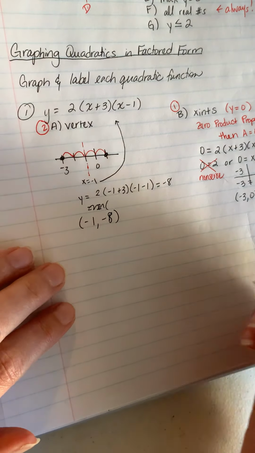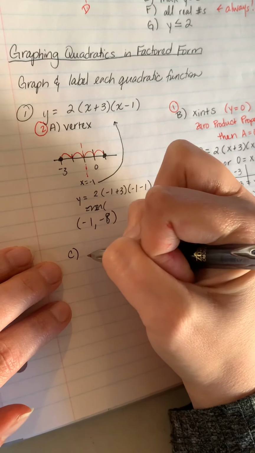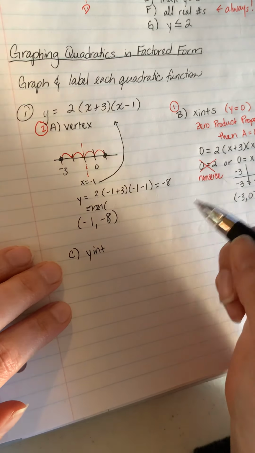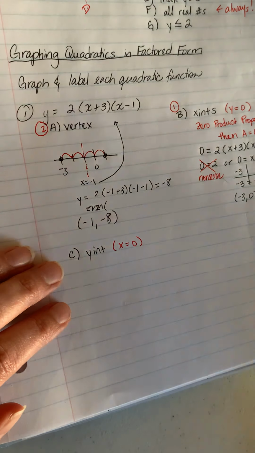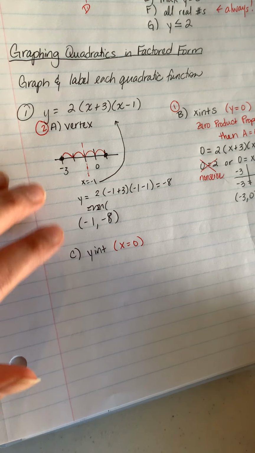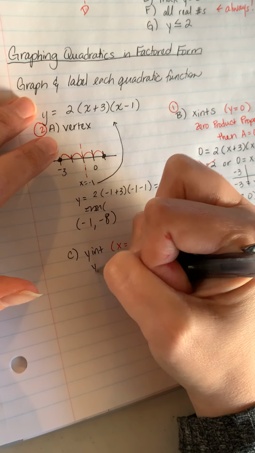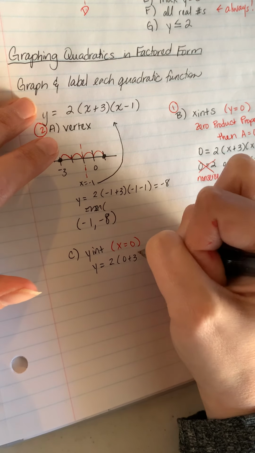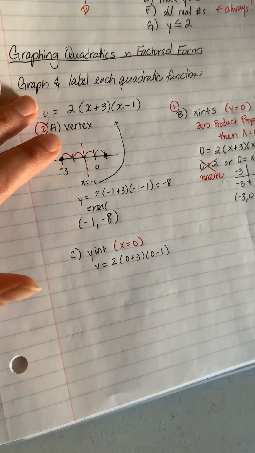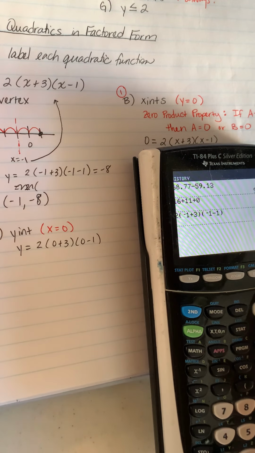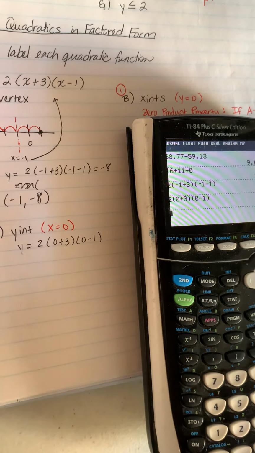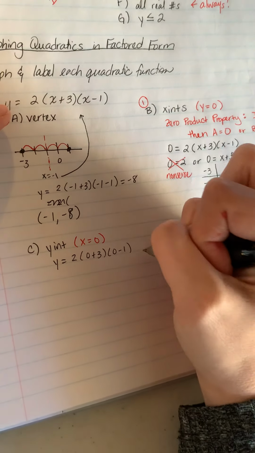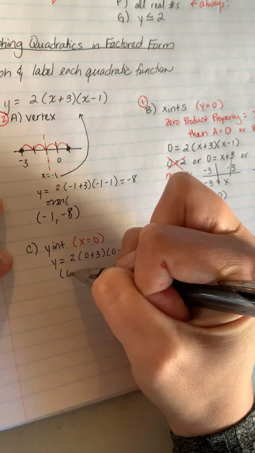All right, that's A and B. Now let's do C, which is the y-intercept. Y-intercept just means x equals 0. So now I'm going to plug in 0. If x is 0, y equals 2 times 0 plus 3 times 0 minus 1. Grab your calculator: 2 parentheses 0 plus 3, 0 minus 1, and I get negative 6. So my y-intercept is 0, negative 6.